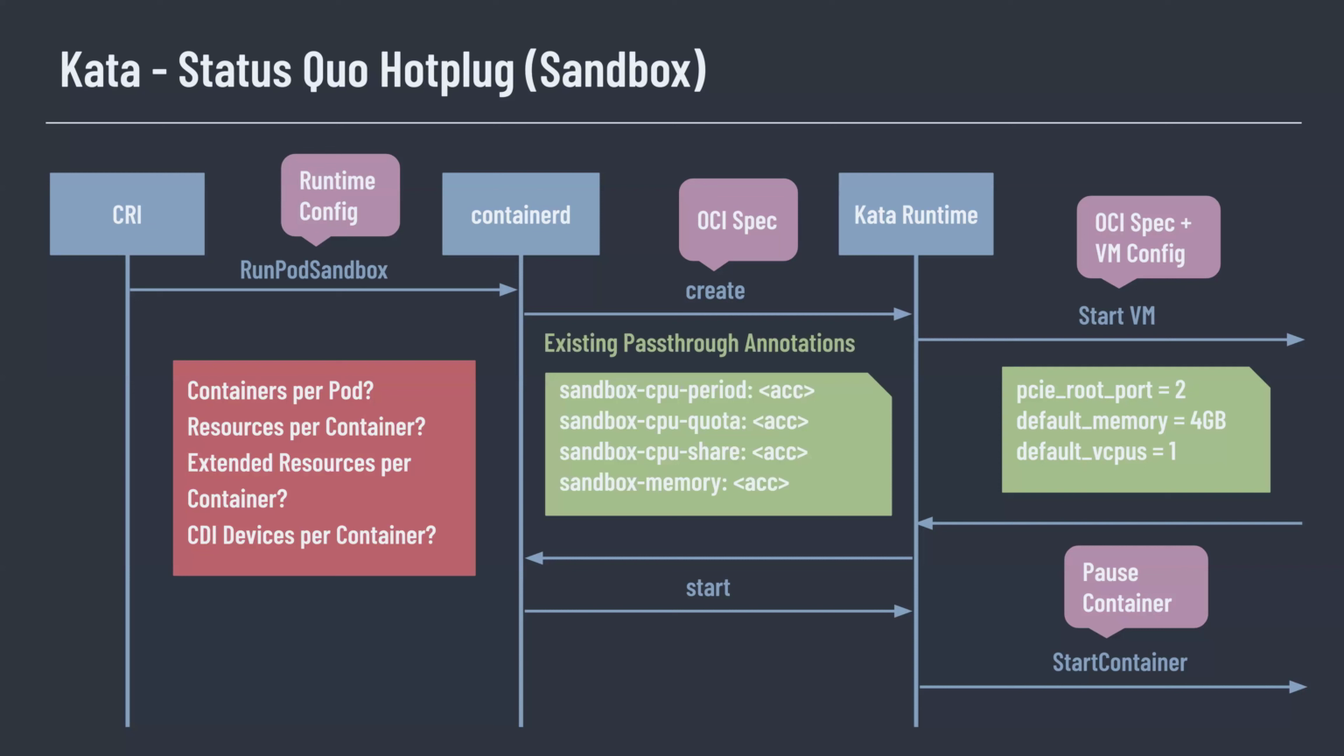What's the problem here? We don't know how many containers per pod are coming in, how many containers are going to allocate a VFIO device, what resources per container are used, how much memory is each container using, how many CPUs is each container using, how many extended resources are allocated per container that are coming with this pod, and also how many CDI devices are attached per container. All those things we cannot deduce with the current CRI API, and hence that's why we have hot plugging in the first place with Kata Containers.